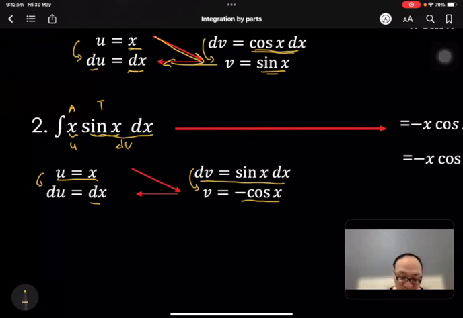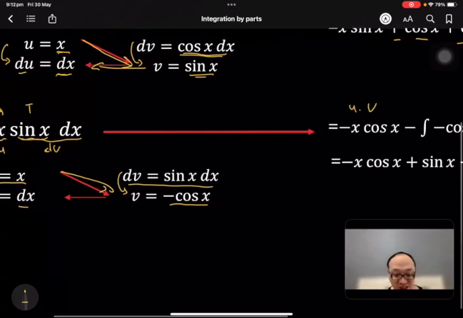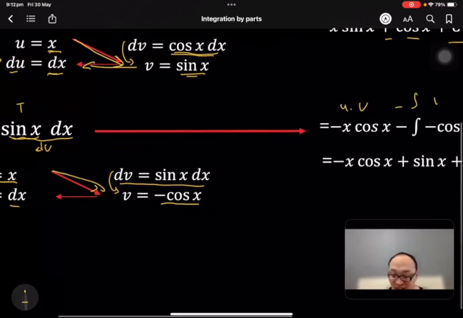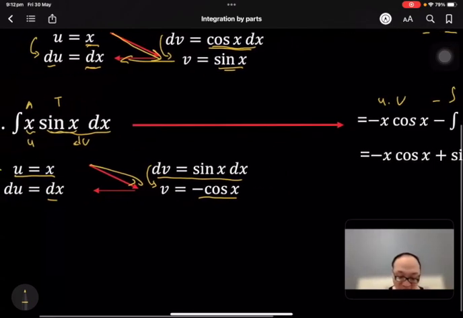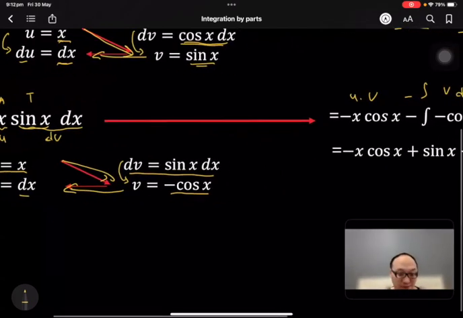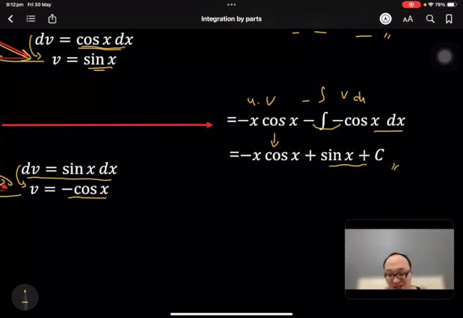Now we put in the formula again. So uv, u times v, so x times negative cos x, minus integral v du. We multiply, so now we have negative x cos x, and this becomes positive integral cos x dx. Now, what is the integral of cos x dx? It's sin x plus c. So this is the final answer.